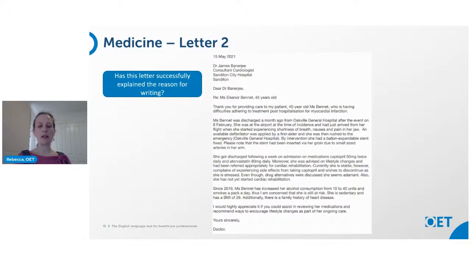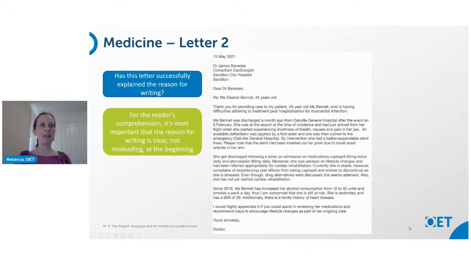The reason for the letter is not clear enough. What I would say about this letter is, like the first letter, it was also not explicitly accurate about the reason for writing at the beginning. The ending provides that detail very clearly and accurately, but the suggestion at the start is that the patient's hospitalization was more recent than it actually was.